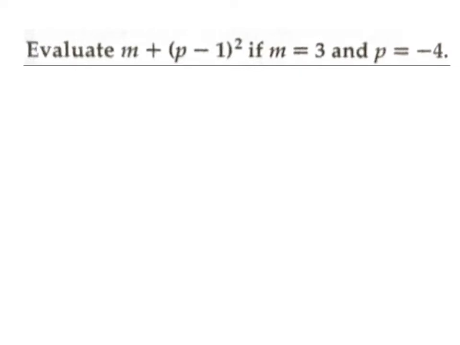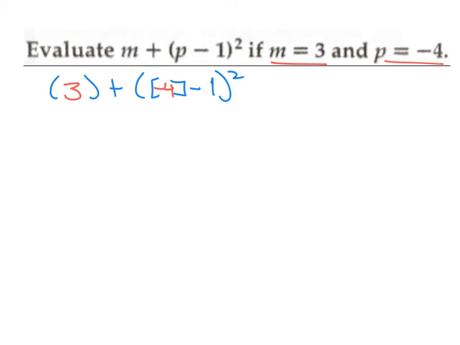So if we want to evaluate this algebraic expression, m plus the quantity p minus 1 squared, when m is 3 and p is negative 4, our very first step is going to be to substitute those values in for the variables. So we have m plus p minus 1 squared. And we want to put their values in there. It says that m is 3 and p is negative 4.